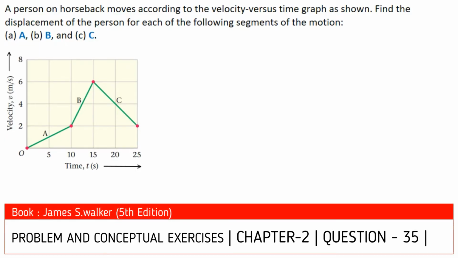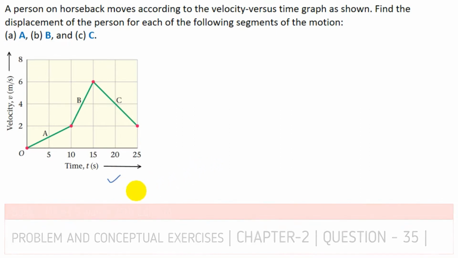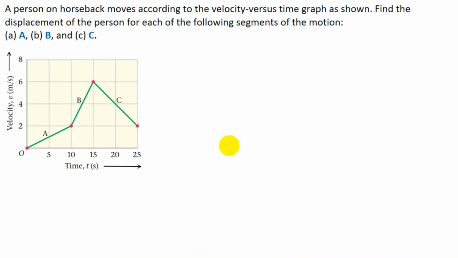So here in this question, we are given this v-t graph of a person. Now we need to find the displacement of the person for each of the following segments: segment A, segment B, and segment C. Now to find the displacement, there are multiple ways.